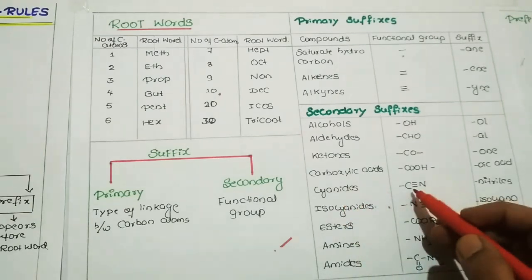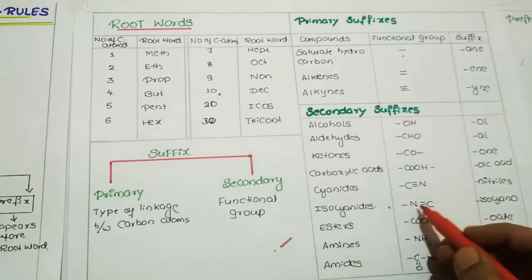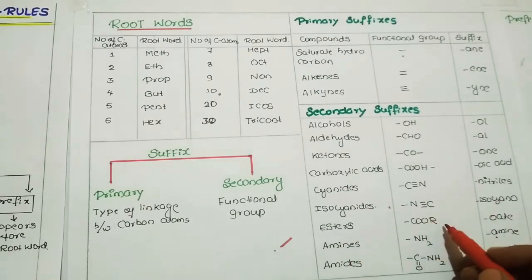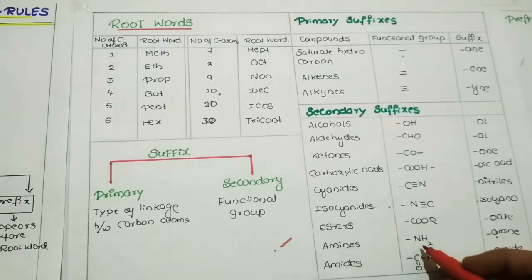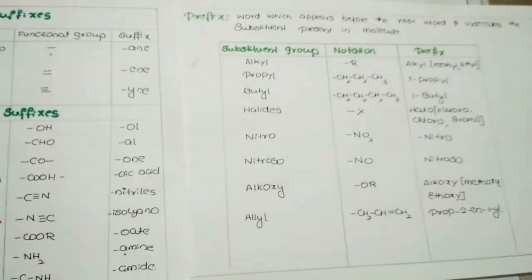Cyanide means C triple bond N, and it should end with "nitrile". Isocyanides, N triple bond C, "isocyano". Esters, COOR is the functional group, and the suffix should end with "oate". Amines, NH2, and it should end with "amine". Amides, CONH2 is the functional group, and it should end with "amide". So these are the primary and the secondary suffixes. Next comes prefix.